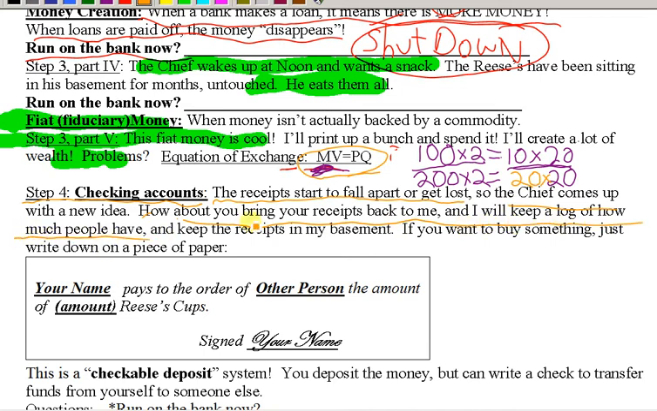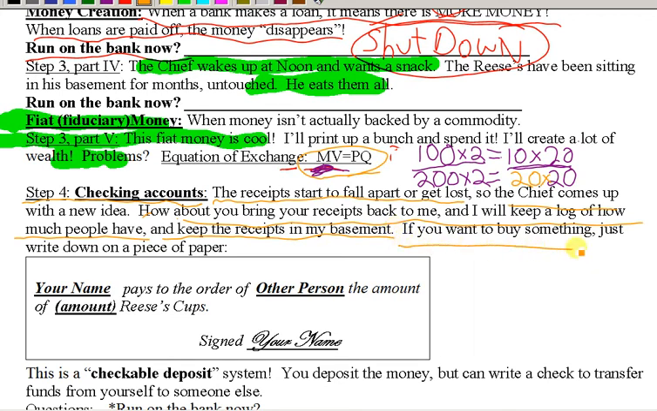So these are savings accounts or checking accounts, and I'll just keep these paper receipts in my basement because we don't really need them anymore. And that's really what we see in modern economies now. People don't carry much cash. They just rely on checks or debit cards.